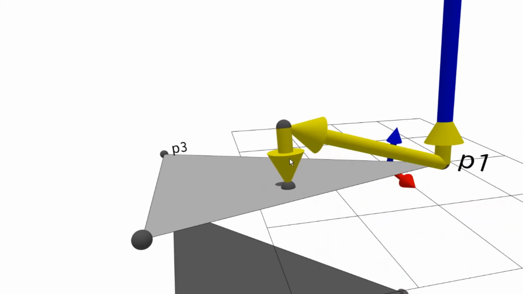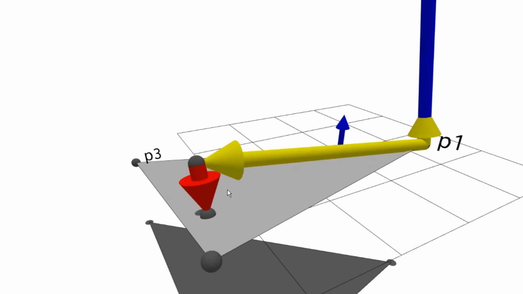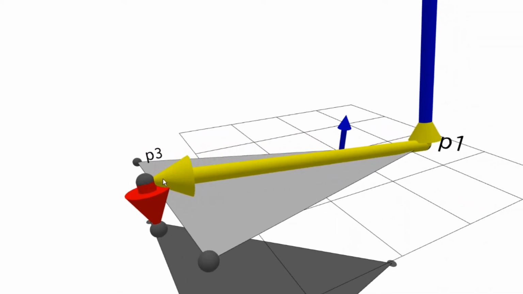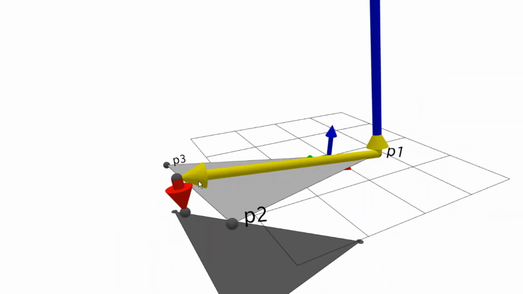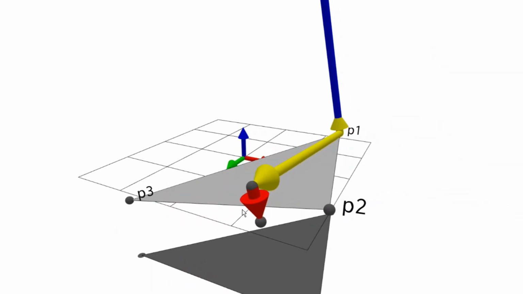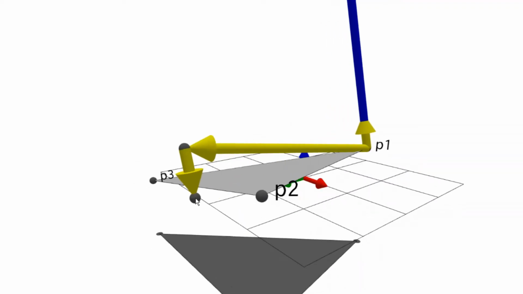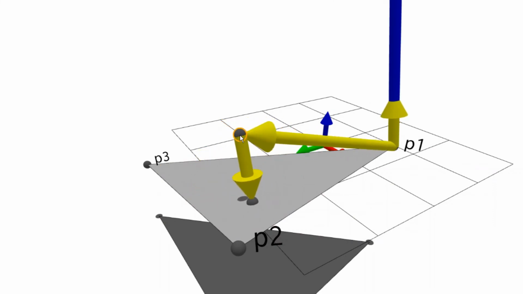But that's not enough, because we also need to know, is our point within the bounds of the triangle? Because this plane extends out in every direction forever. Like, the equation of this plane isn't bound to the triangle at all. So we need to figure out, once we have this projected point, is this projected point within the triangle?